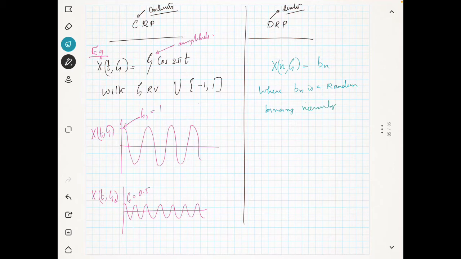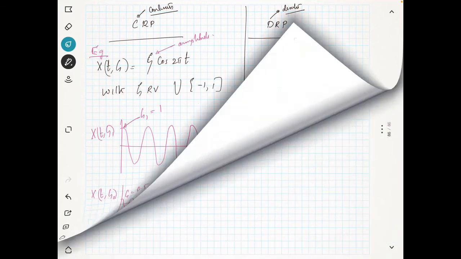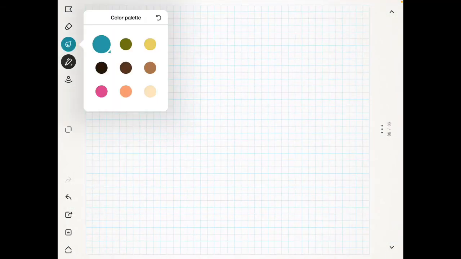That means you have a process something like x of n comma zeta 1. For example, one realization may be like 0, 1, 2, sorry, not 2, because it is a binary number. That's why it's 0, 1, 1 like this. Or it can be another realization, zeta 2, where you can have 1, 1, 1, 0 like this. So this is another realization. So this is nothing but a discrete random process. Now we will see another example for a continuous random process.